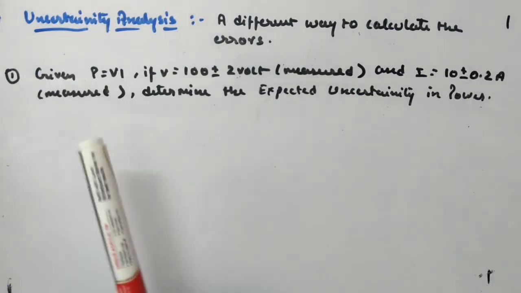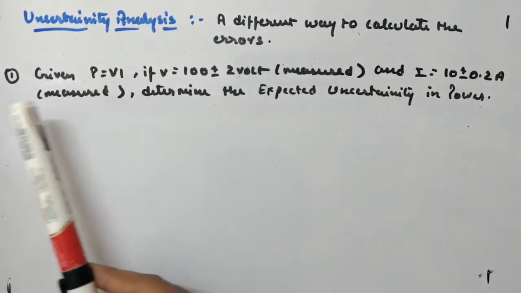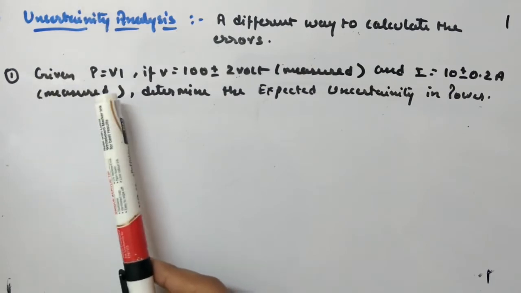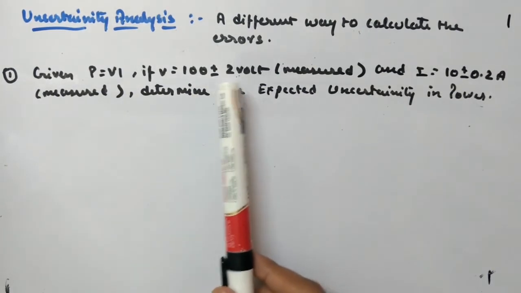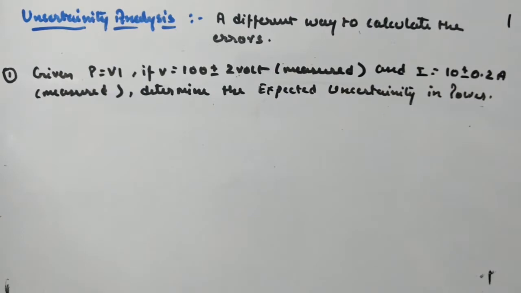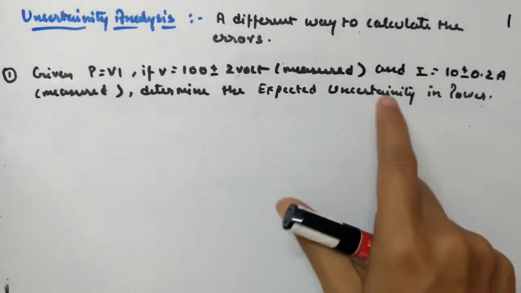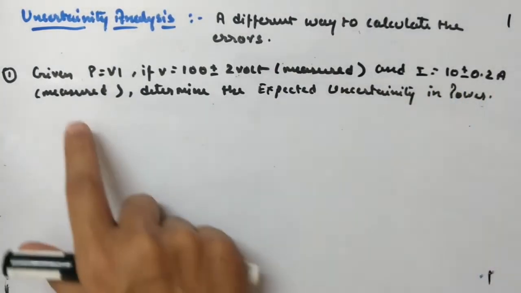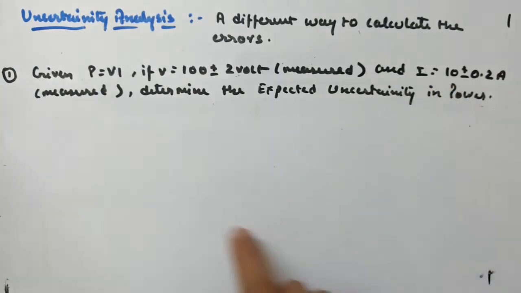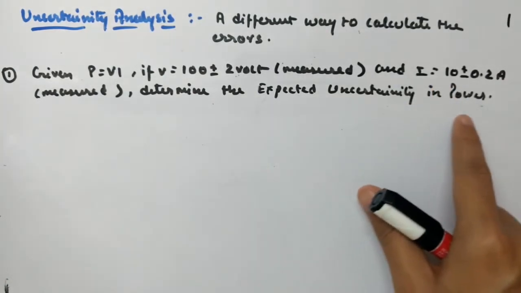Okay, let's see some examples on uncertainty analysis. So first it is given P is equal to VI. If V is equal to 100 plus minus 2 volt, it is the measured value of voltage, and I is equal to 10 plus minus 0.2 ampere, that is the measured value of current. Determine the uncertainty in power.